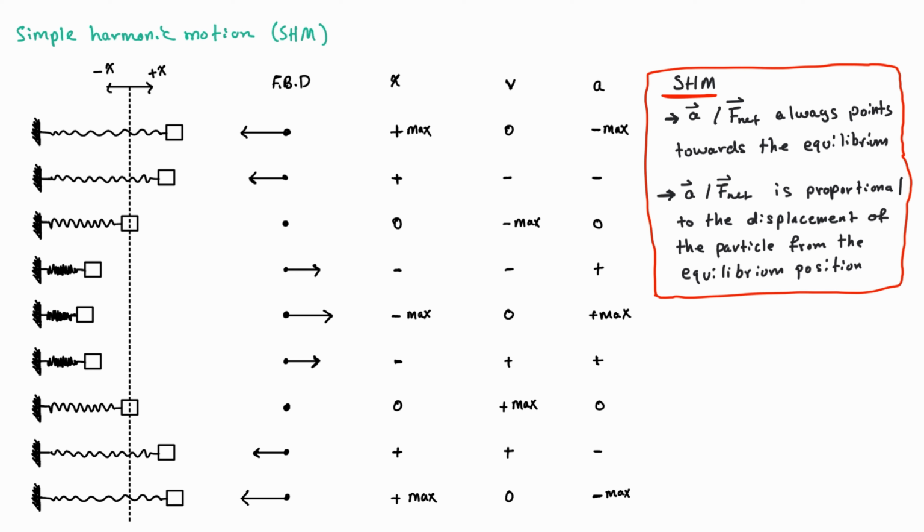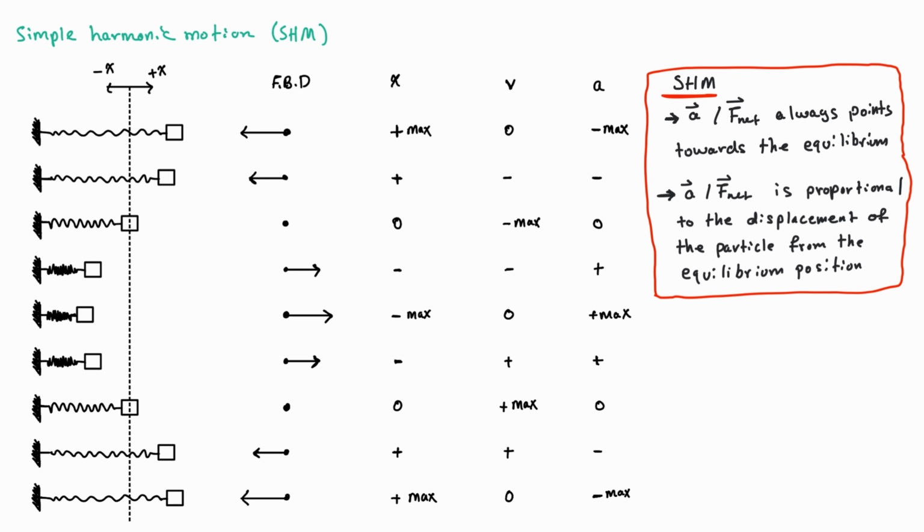So the two main conditions for simple harmonic motion are: one, that acceleration is always pointing towards the equilibrium position, and two, the acceleration is proportional to the displacement of the object from the equilibrium position. And let's do the math for this a little bit.